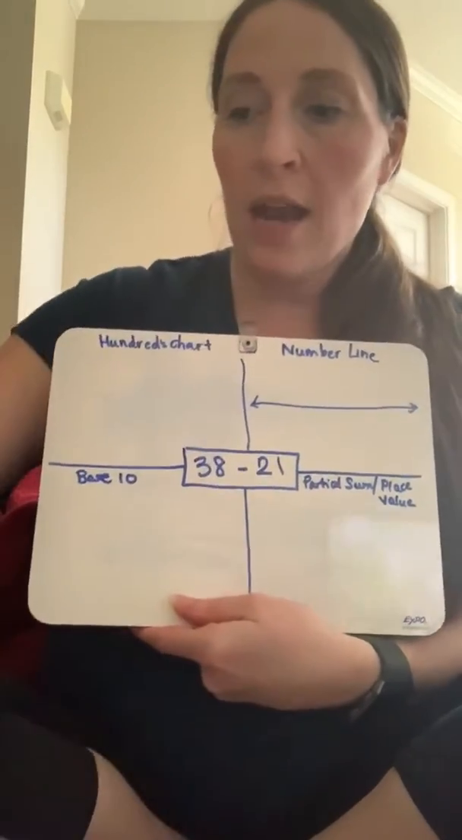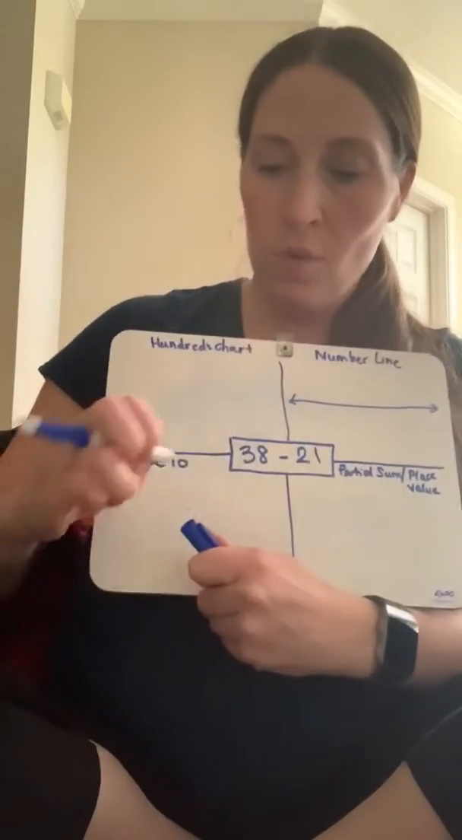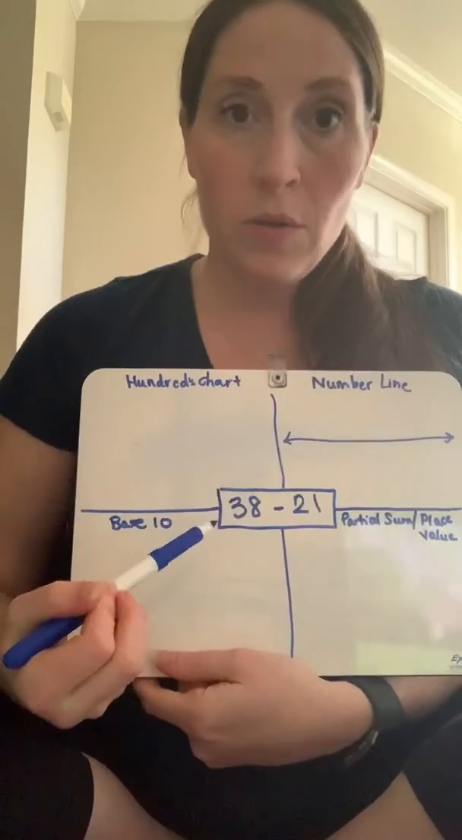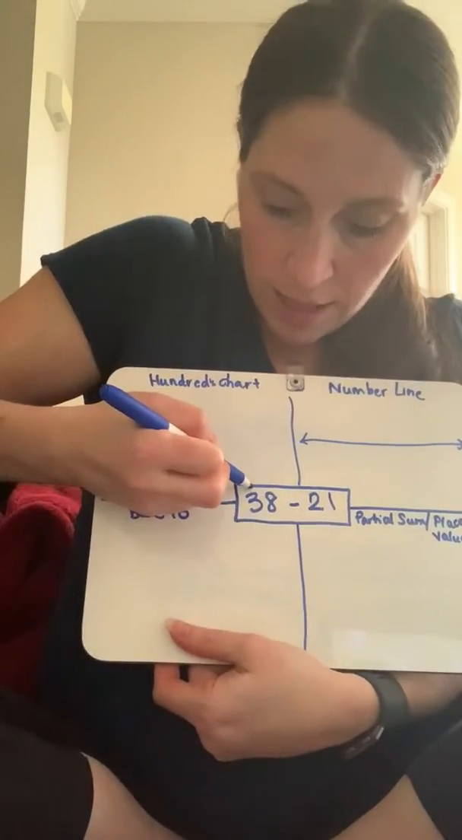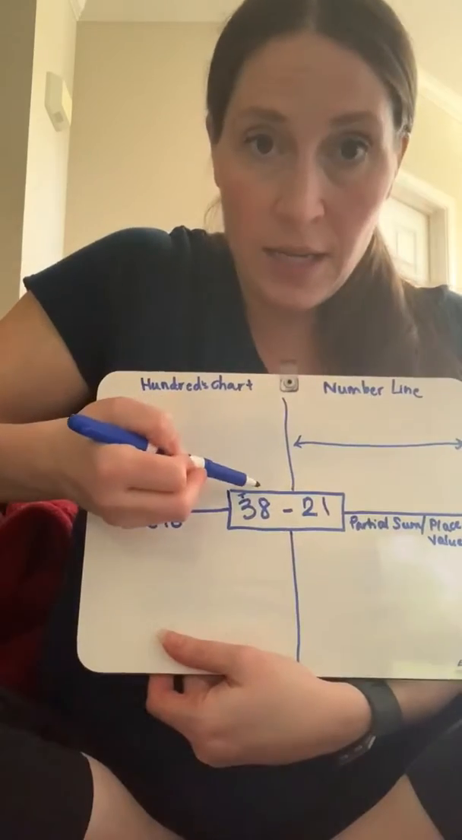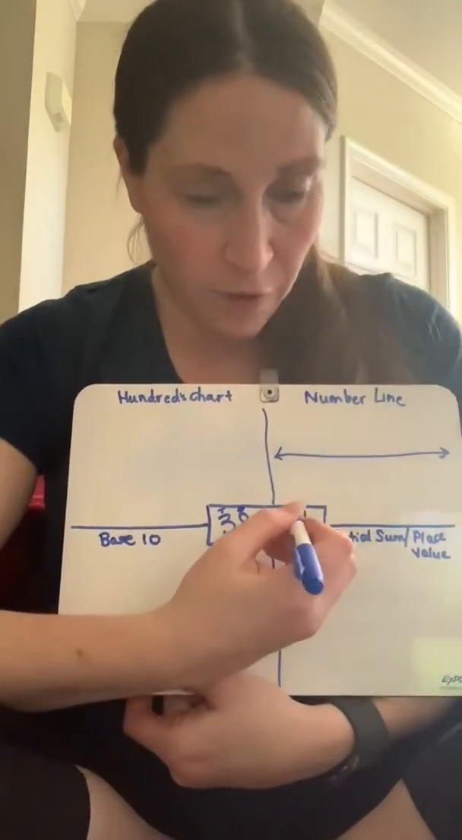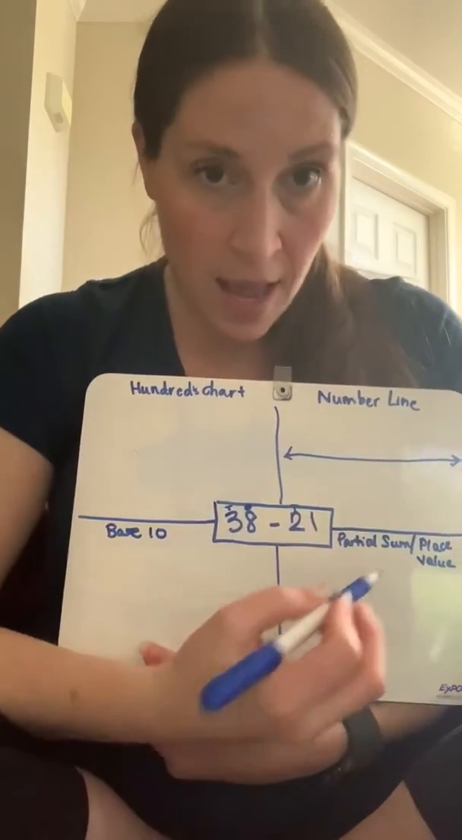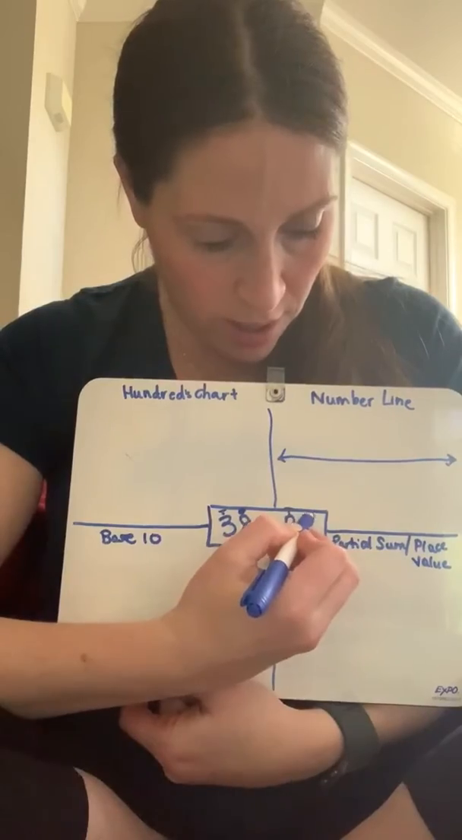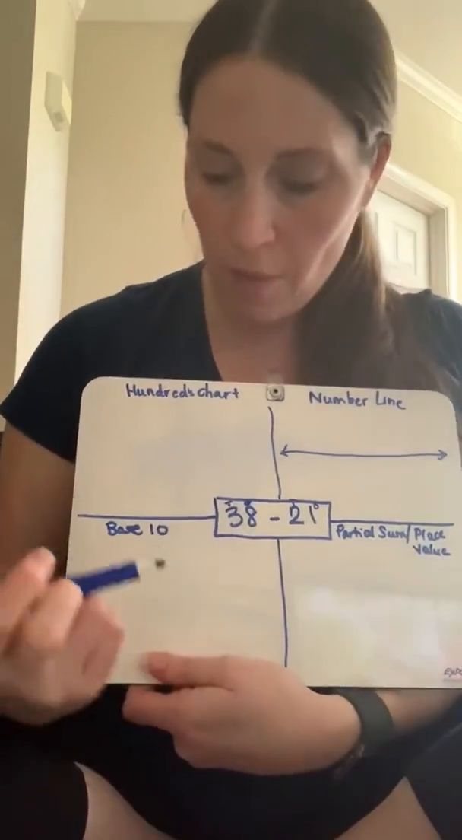Again, just like with adding, we need to look at which numbers are in the tens place and which numbers are in the ones place. So in your two-digit numbers, the first digit, in this case the 3, is your tens, and your second digit, the 8, is your ones. And then same for 21, the first digit, the 2, is your tens, and the second digit, the 1, is your ones. So that's going to be important for helping us make jumps and using our base 10 blocks.